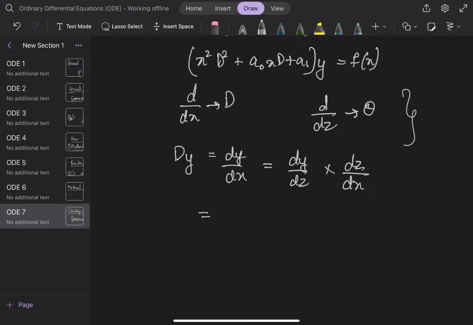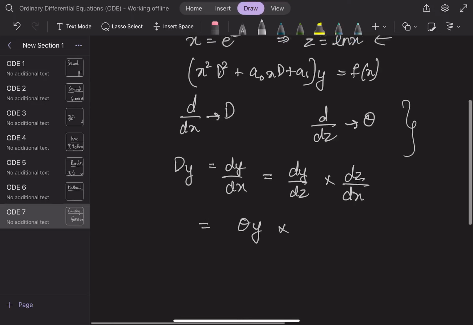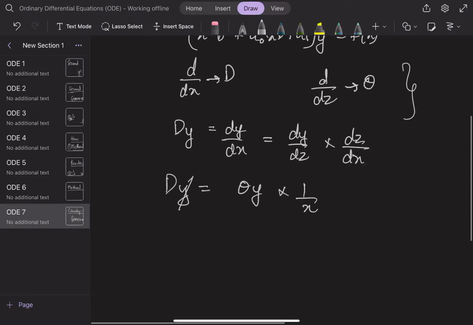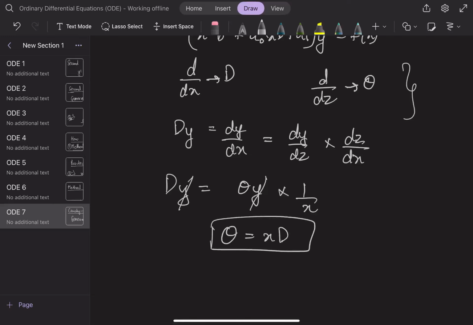And what is dy by dz? It is theta y, and dz by dx is the differentiation of z with respect to x. So the differentiation of ln x is 1 by x. So if we cancel out y, we'll get theta is equal to xD. Remember this.